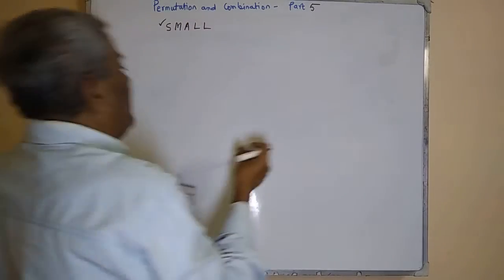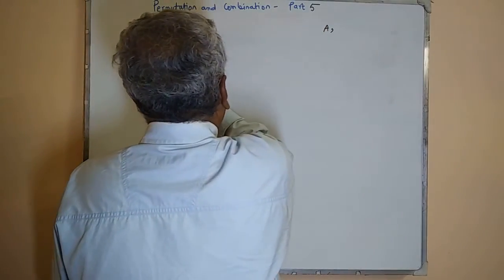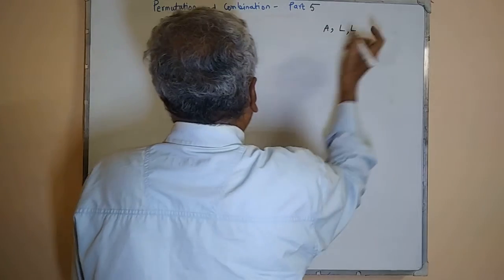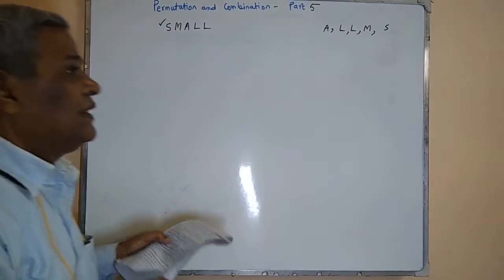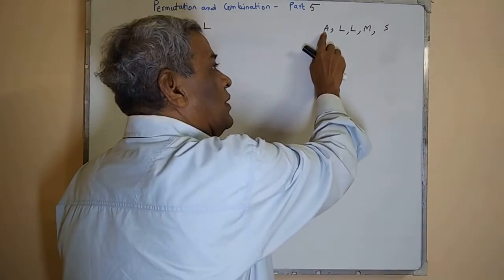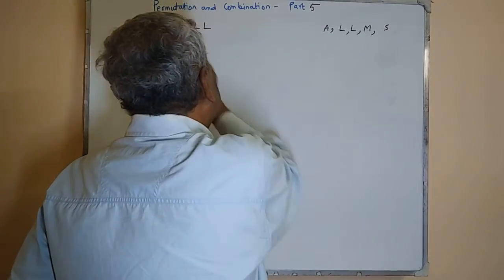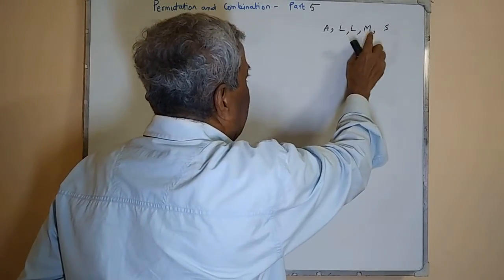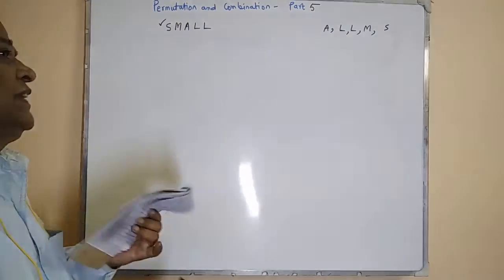As per dictionary, the letters are A, L, then another L, M and S. That is, after arrangement, all words starting with A must be before SMALL in the dictionary. Similarly, all words starting with L and starting with M will all be before the word SMALL in the dictionary.